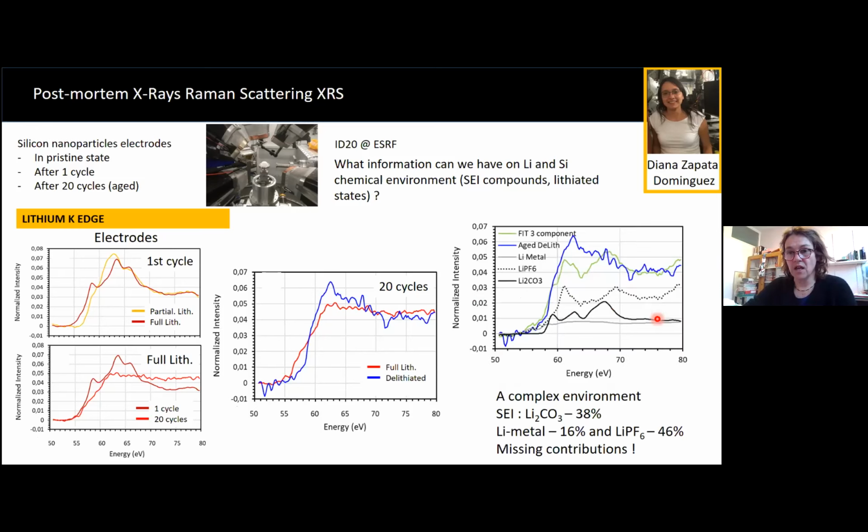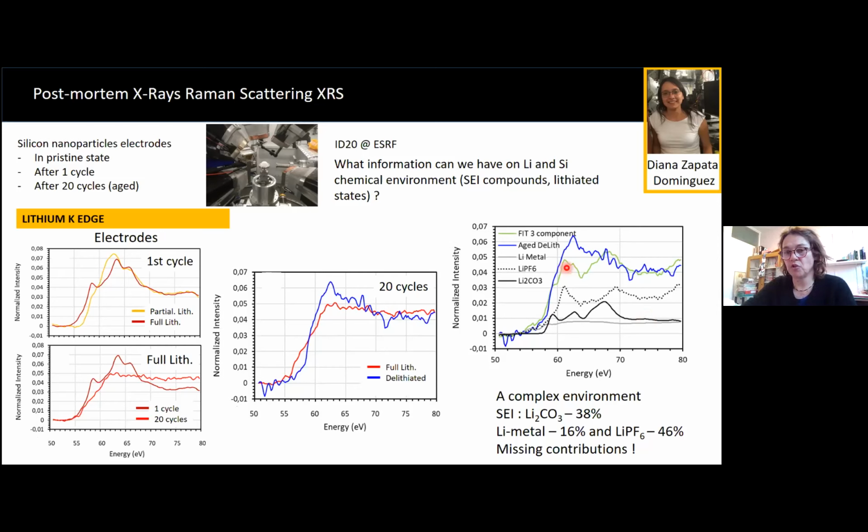You can see the blue data, the dilithiated state of the electrode, and the best result of the fit is in green. So good news is that we can capture the presence of the lithium carbonates and we can estimate the amount, which is quite high in this case. But of course, bad news is that there is clearly some missing contributions. We can't reproduce very well the data we've measured.